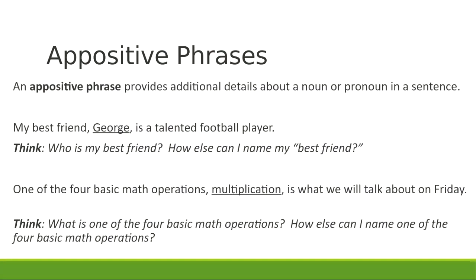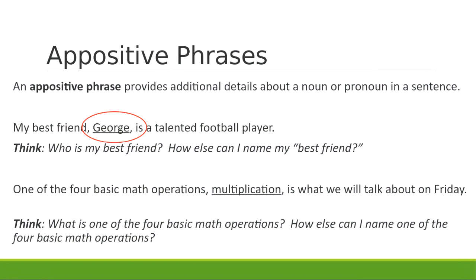Appositive phrases are a more complex way of structuring a sentence. What an appositive phrase does is it renames a noun or a pronoun. So it helps add extra information into your sentence without having to be repetitive. You will notice that an appositive phrase is always surrounded by commas because the additional information is not necessary but is helpful. So: my best friend, comma, George, comma, is a talented football player.